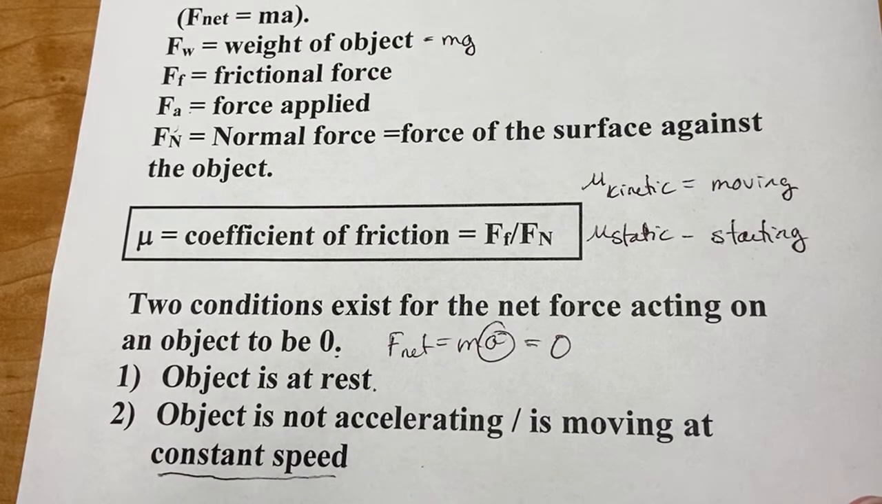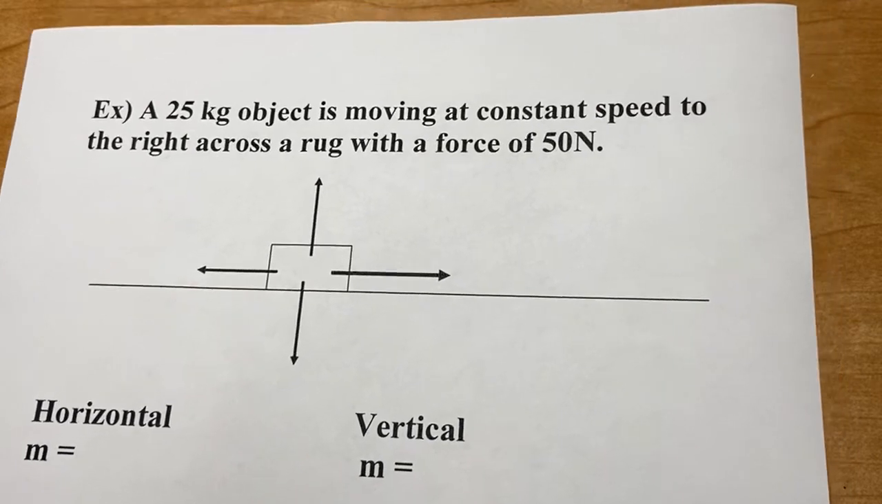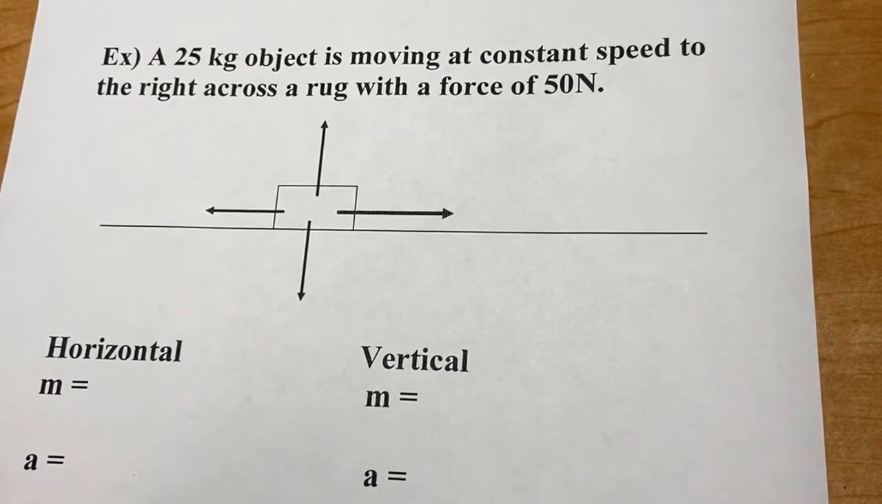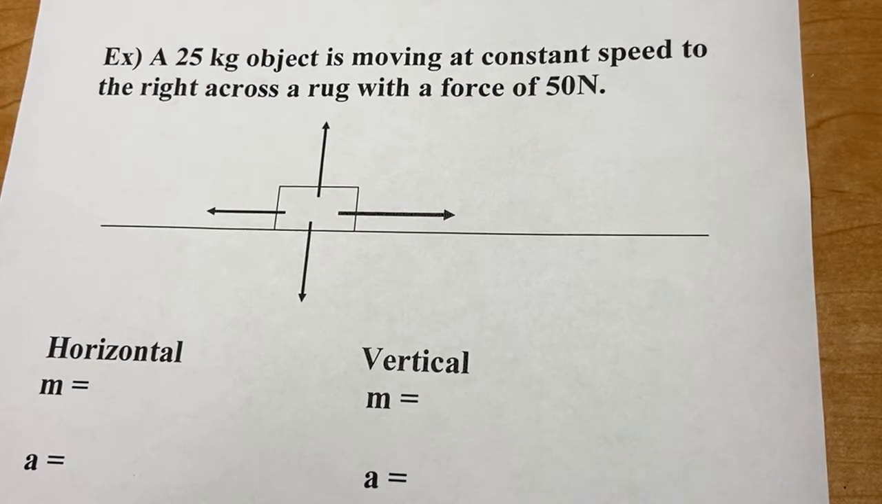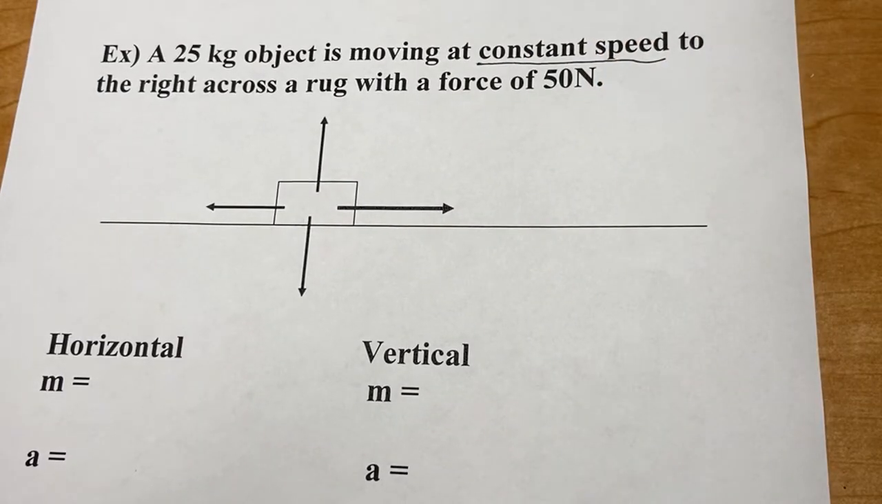Okay, so the first example that we're going to do is this one, and I'm going to work it through. You're going to need your calculator. I'm going to label everything as we go. So I have a 25 kilogram object moving at constant speed. That's huge right away. Just so you know, in this first set of notes, we're only going to deal with pulling things exactly horizontal on the surface. We'll add angles a little later. And we're going to pull across a rug, and we're going to use 50 newtons.